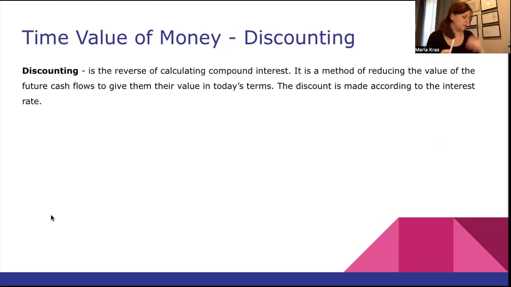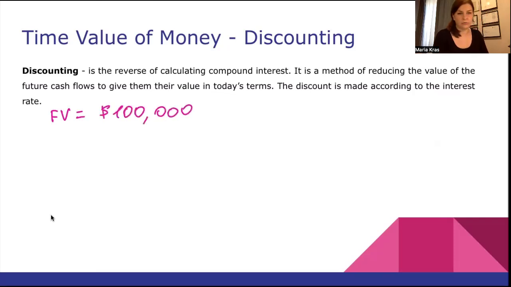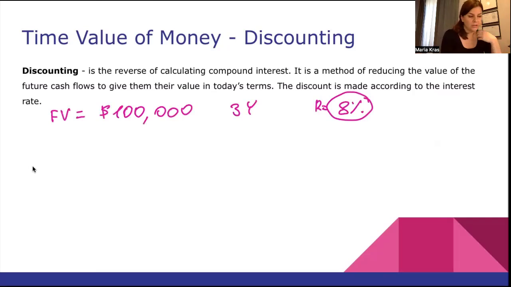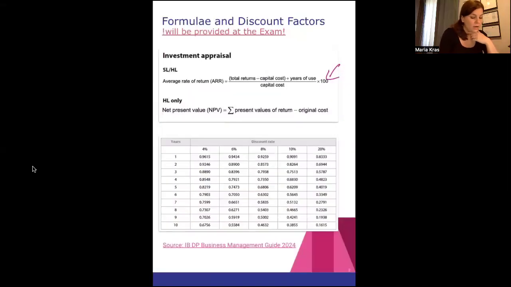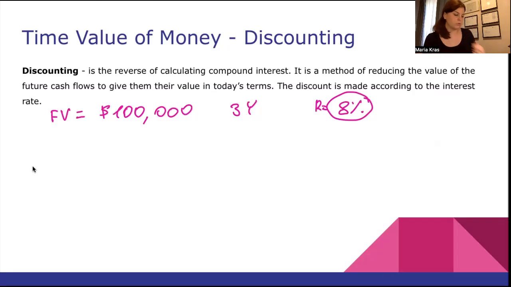Obviously we need to know interest rates for that. So suppose that you know that in 3 years you will receive from your business project $100,000, and the interest rate right now is 8%. So how do we find it out? We need to know something called the discount factor. And I want to warn you, you do not need to learn and memorize how to calculate those discount factors. You will be given discount factors at the exam, so don't worry about it. But I want you to understand how it works.